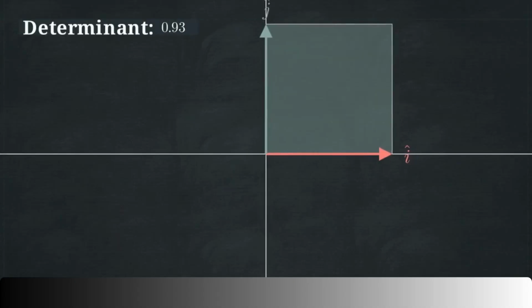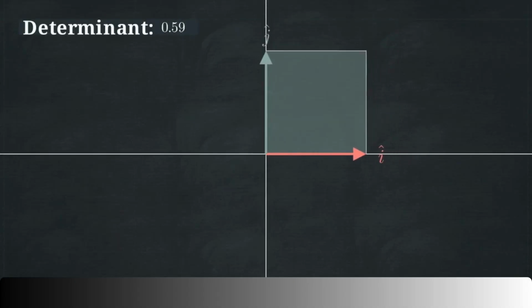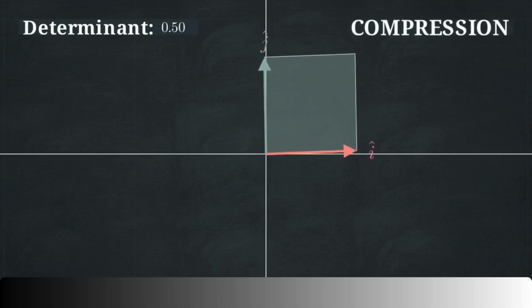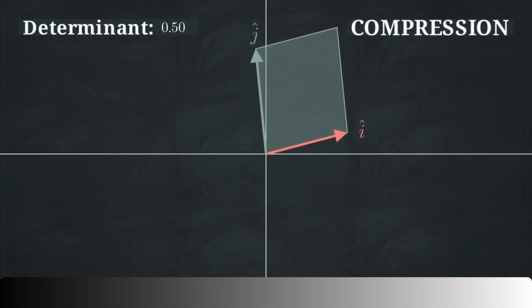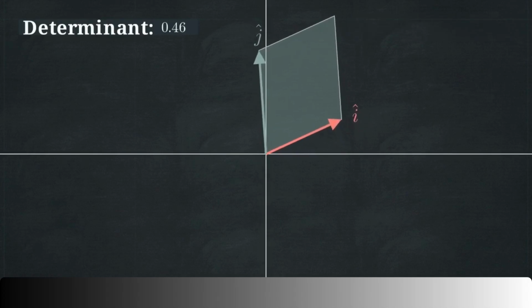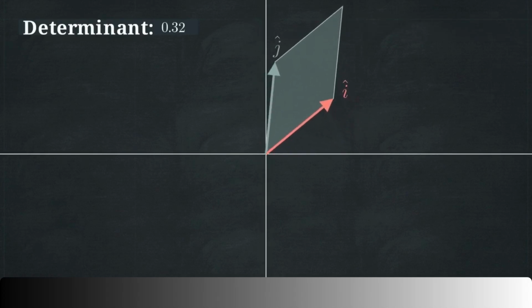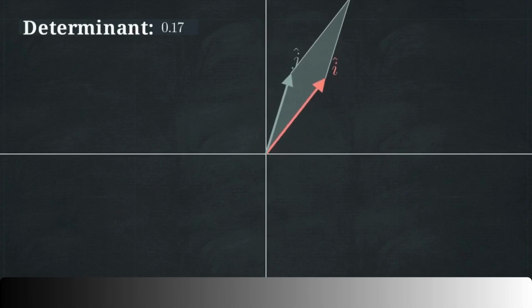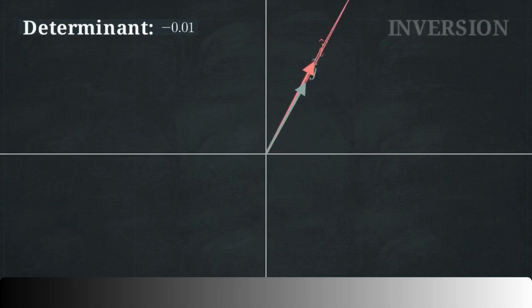When the determinant is a fraction between 0 and 1, the vectors push inward. This is compression, where the space is packed into a fraction of its original size. But what happens to the orientation of these vectors if the determinant drops into negative numbers?